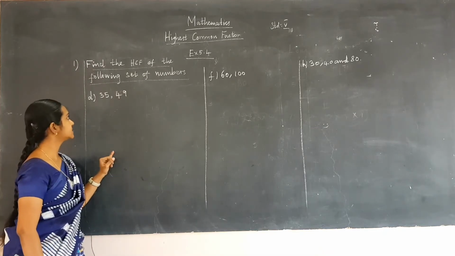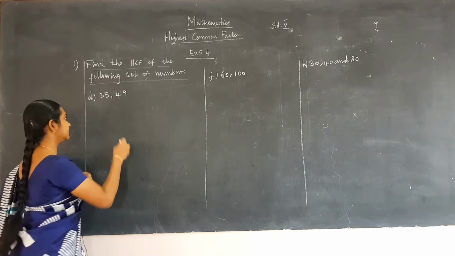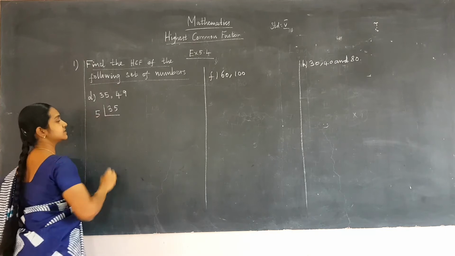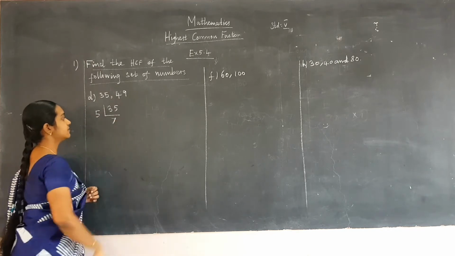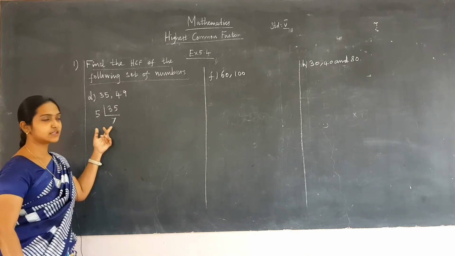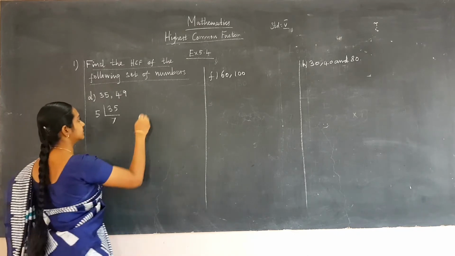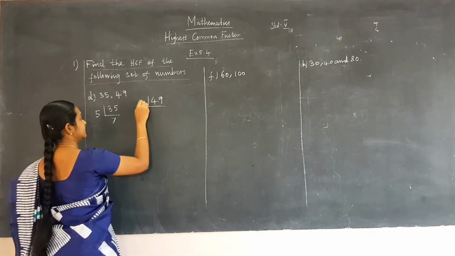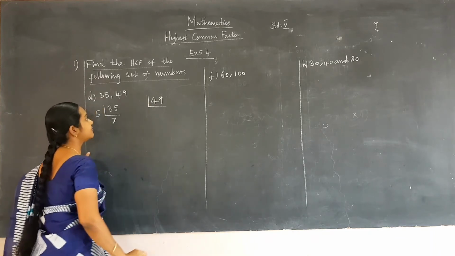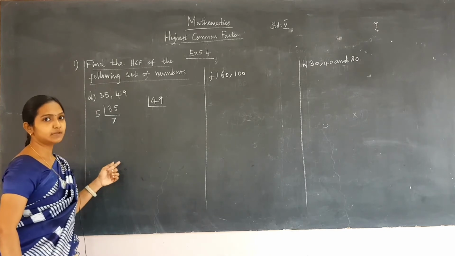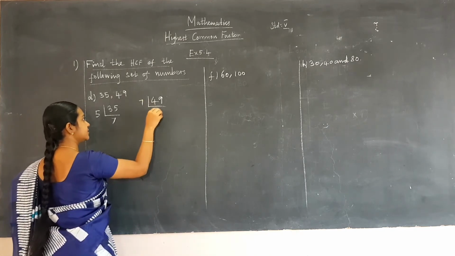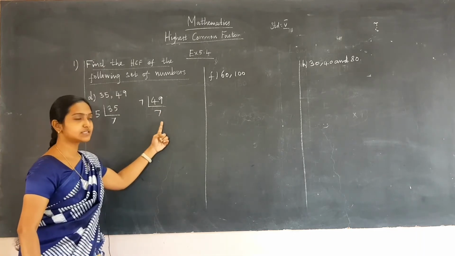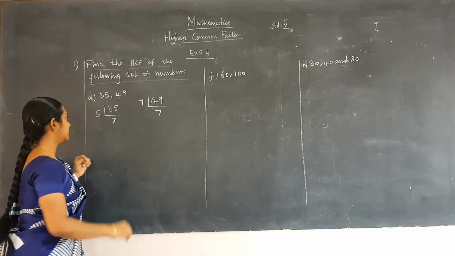Next we are going to factorize 35 and 49. Let us factorize 35 with 5. 7 5s are 35. We can stop with this itself because 7 is a prime number. Next we are going to factorize 49. We have to factorize it using prime numbers only. 7 into 7 is 49. We can stop with this itself because 7 itself is a prime number.